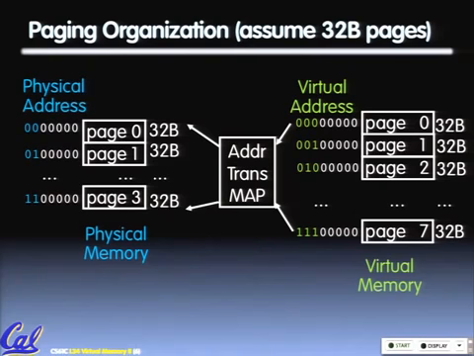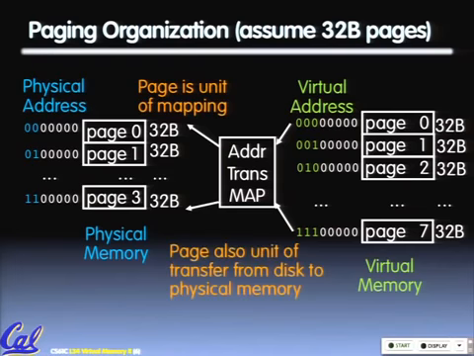In each of those entries, I only have to store 2 bits, which is the physical page number. I also need another bit to tell me whether it's valid or not. Is it actually resident or not? That's pretty simple. So the page, as we saw, is the unit of mapping. It's also the unit of transfer from disk to physical memory. You saw that in the previous slide.